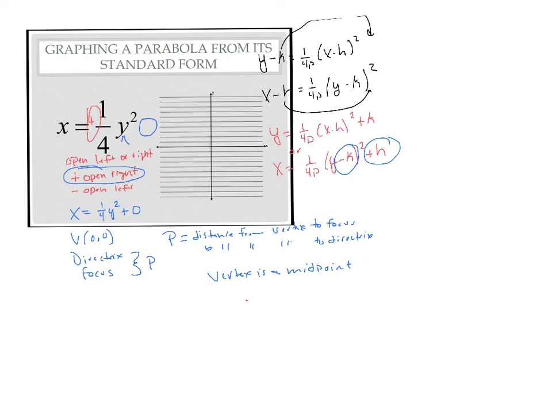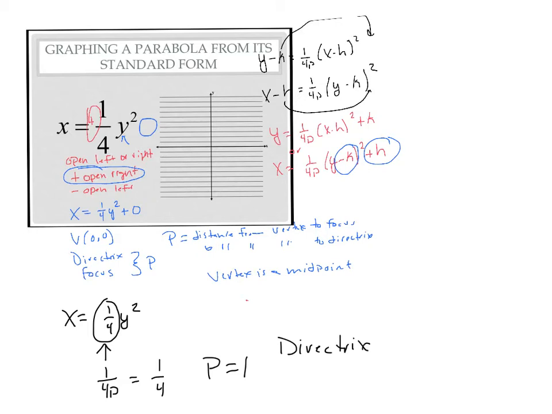Okay, so now let's look at our equation. We're dealing with the x, so we have x is equal to 1/4 y squared. I look at this, and I know what is supposed to be here in the standard equation is 1/4p. Well, that's equal to 1/4. So that means that p is equal to 1. So I know the directrix is 1 unit away, and so is the focus.